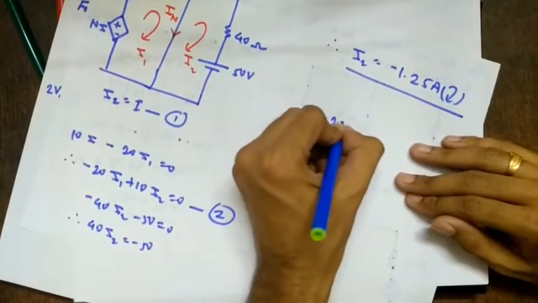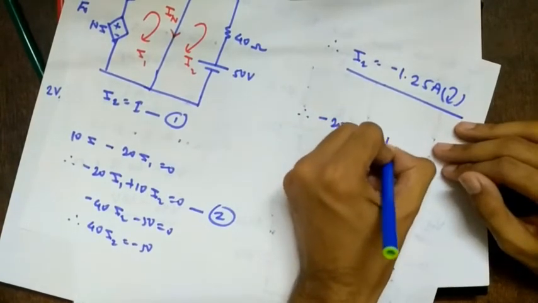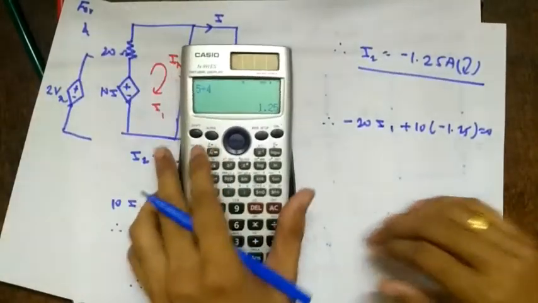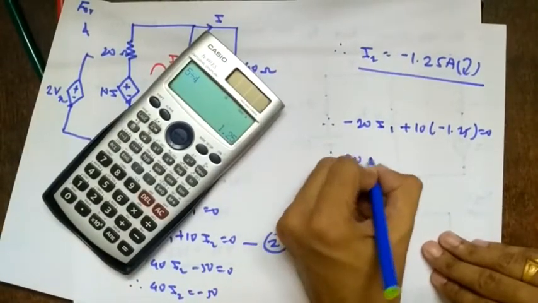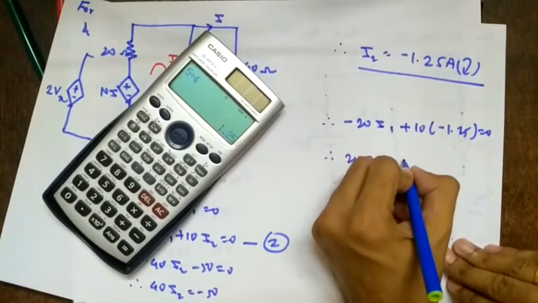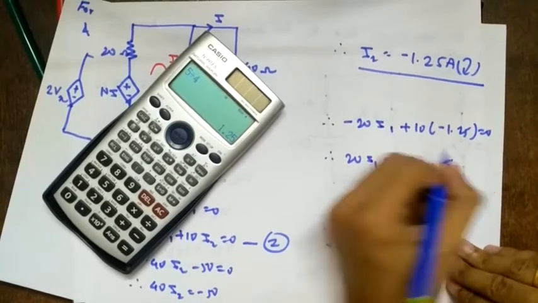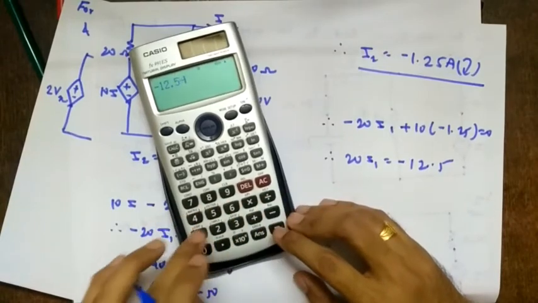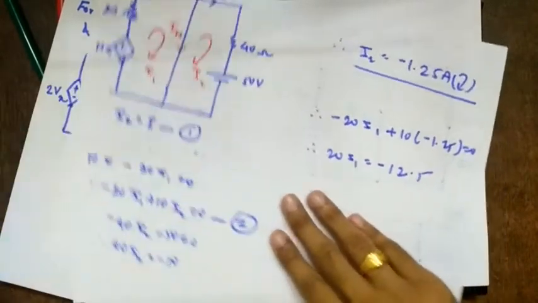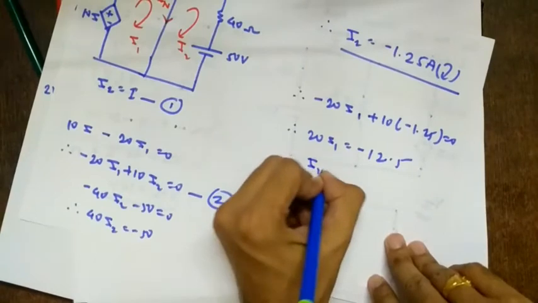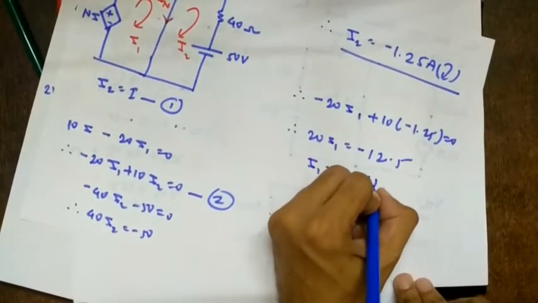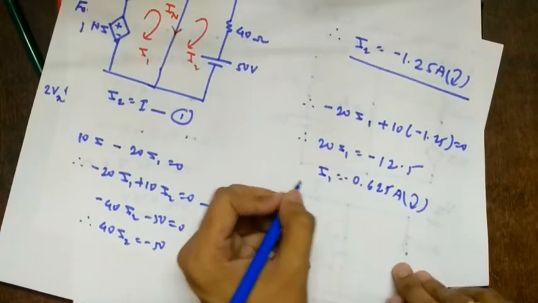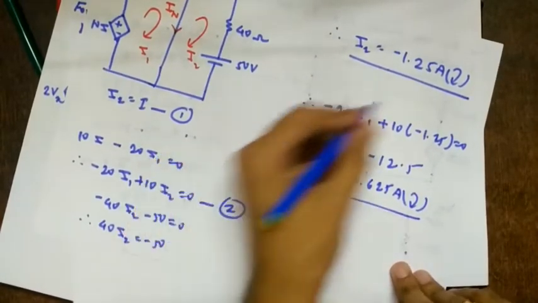So minus 20I1 plus 10 into minus 1.25 equal to 0. So therefore 20I1 equals minus 12.5. So minus 12.5 divided by 20 is minus 0.625. So I1 equals minus 0.625 amperes, minus. This is in the clockwise direction. Right? This is I1, this is I2.